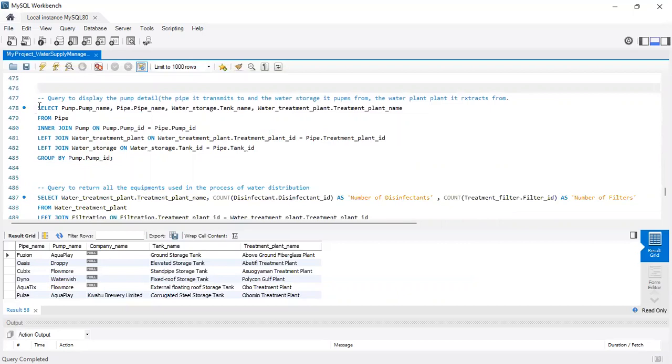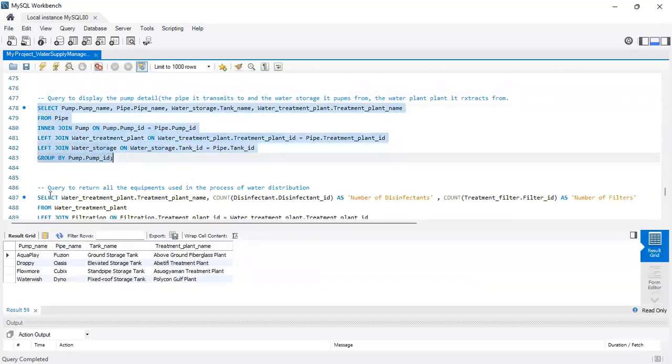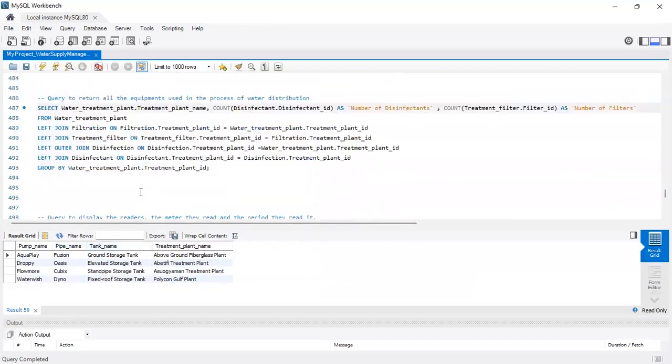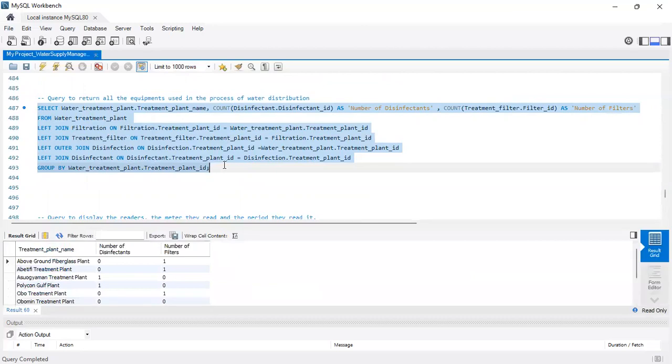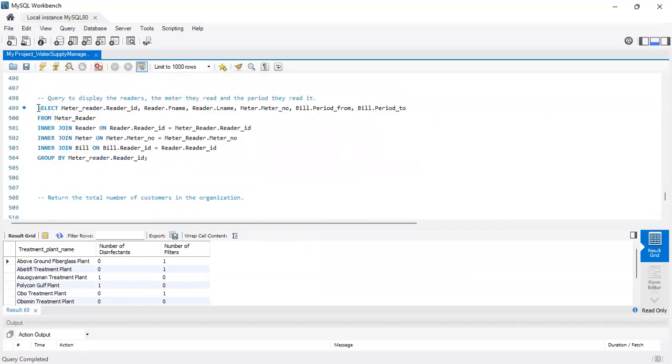We did the same for the non-residential, and we realize that for most pipes and pumps, the pipes have no relationship with the customer name or the company. So only one pipe in this result had a connection with a particular company. We also queried to display the pump details, and we have the pump name, the pipe it transmits to, the tank it extracts from, and the plant name it also extracts from.